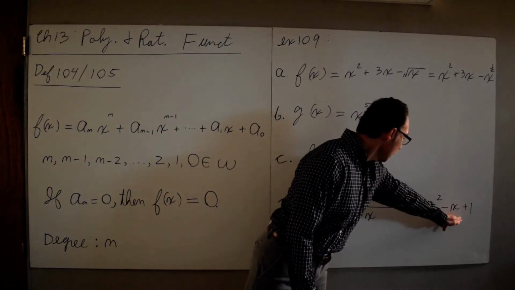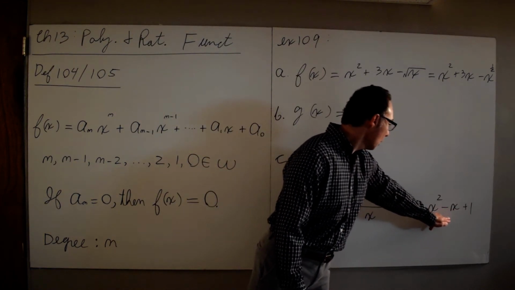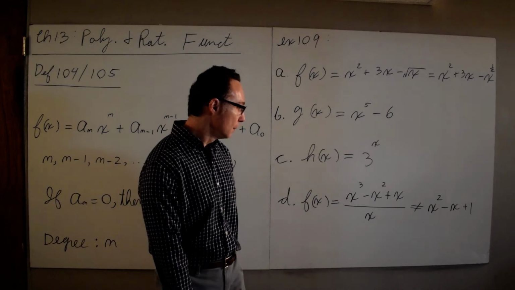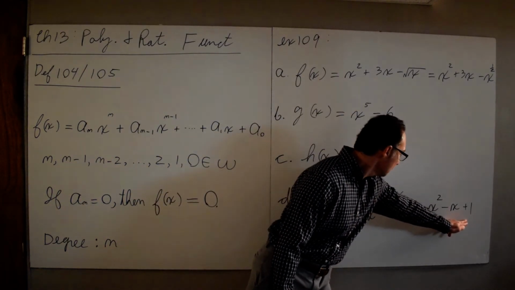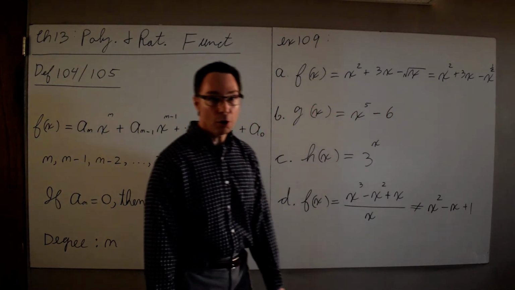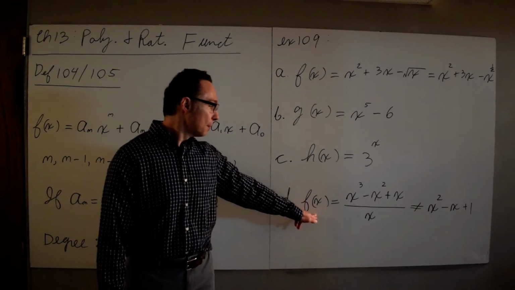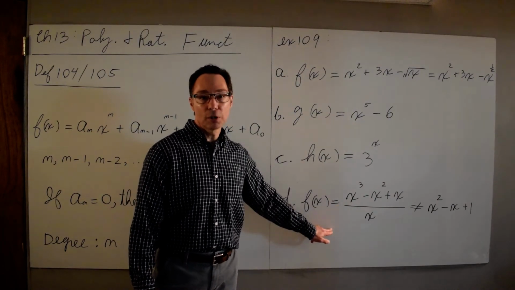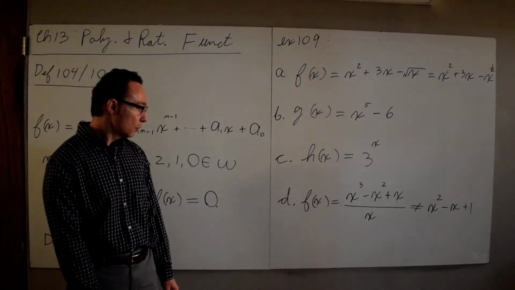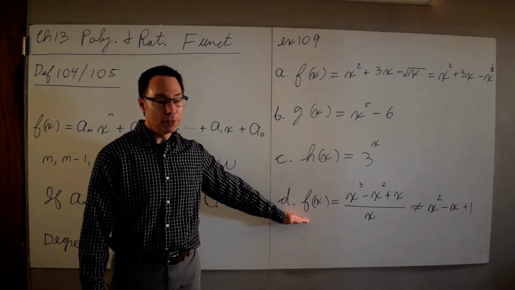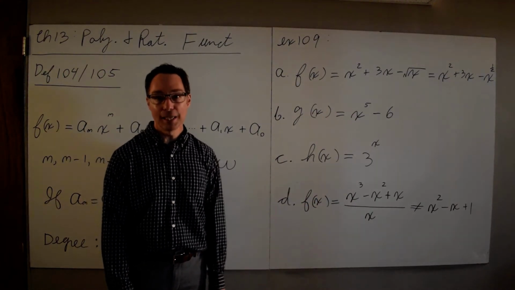0 is in the domain of this other function. If you substitute 0 for x here, you have 1. This function here is a polynomial. It's a second degree polynomial. F itself is not. It's a rational function, but it's not a polynomial. The difference being f is not defined at 0, and the other function is.